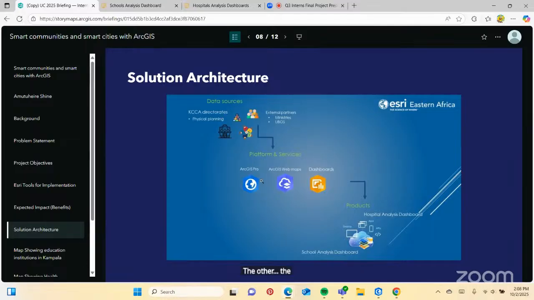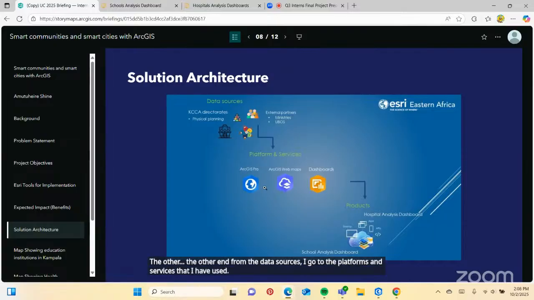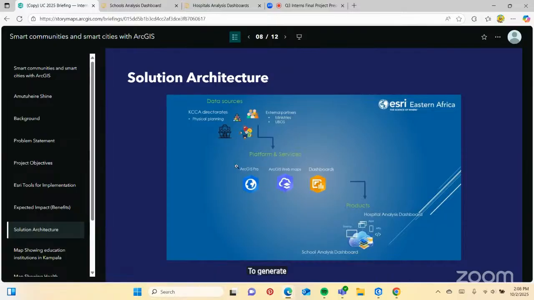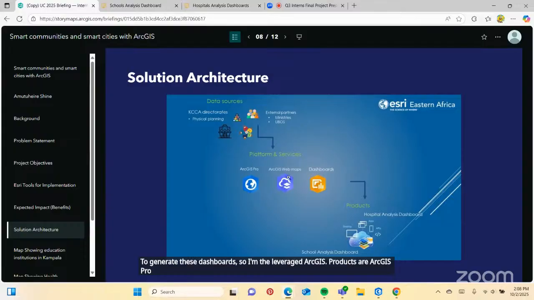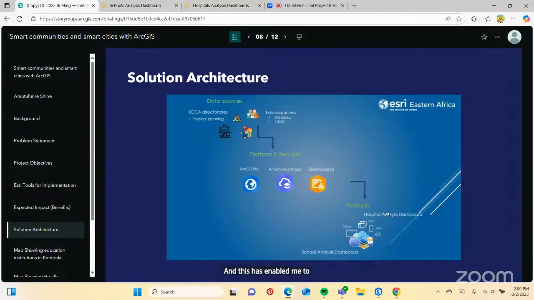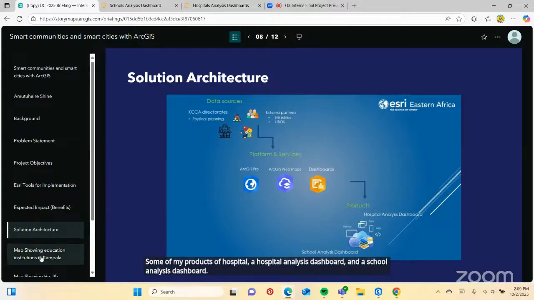Then from the data sources, I go to the platforms and services that I have used to generate these dashboards. So the leveraged ArcGIS products are ArcGIS Pro, ArcGIS Web Maps, and also Dashboards. And this has enabled me to generate my products of a hospital analysis dashboard and a school analysis dashboard.